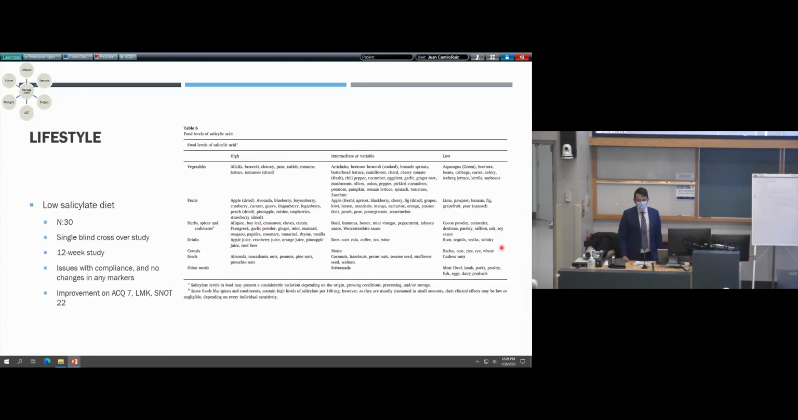The other diet that has some evidence is the low salicylate diet. This is a study of 30 patients, a single blind crossover study over 12 weeks. They had issues with compliance and did not check biochemical markers, but they also saw improvement in ACQ7, Lund-Mackay score, and SNOT-22.